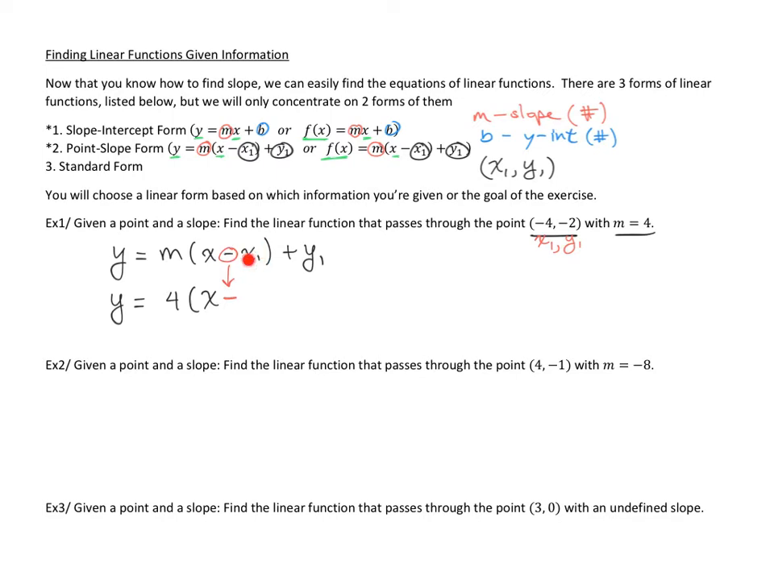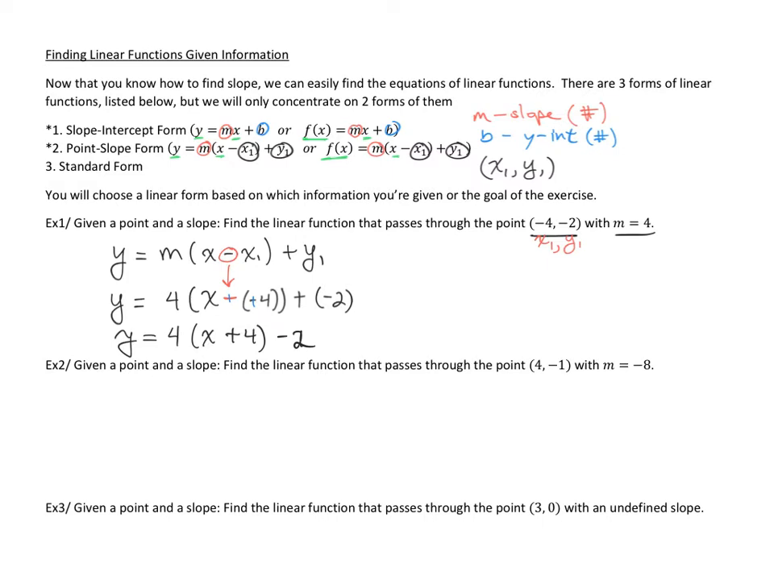So x1 is right here. That's going to be negative 4. So I'm going to substitute in that negative 4 for x1, plus y1 over here is negative 2. So there's a negative 2. And so simplifying this like we've done many times before, x minus a negative 4 is the same thing as writing x plus 4. So I'll write this y equals 4 times x plus 4. And then over here, adding a negative number is the same thing as subtracting. So minus 2.